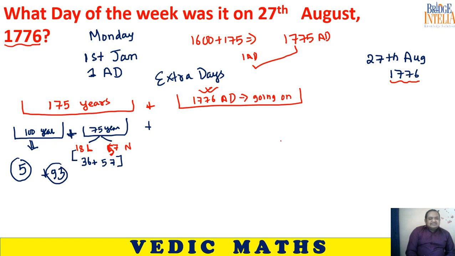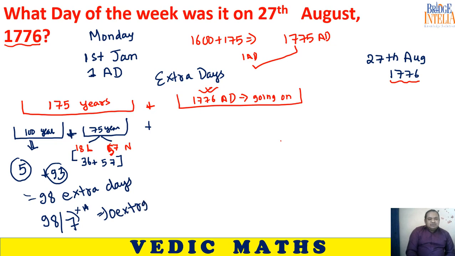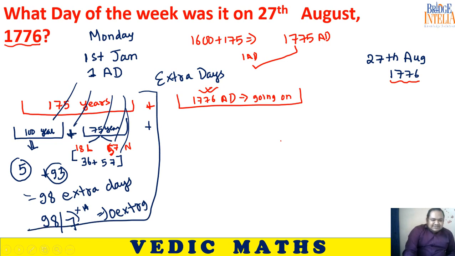So 5 plus 93 is equal to 98 extra or odd days. So 98 can still be divided by 7. And you realize that 98 is completely divisible by 7. 14 sevens are 98. So 0 extra days from this portion. So you don't have to worry at all about this portion. Whatever answer will come actually from the remaining portion, because we are worried only in extra days.